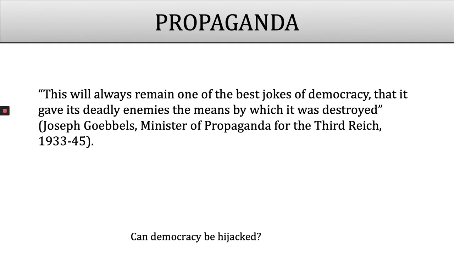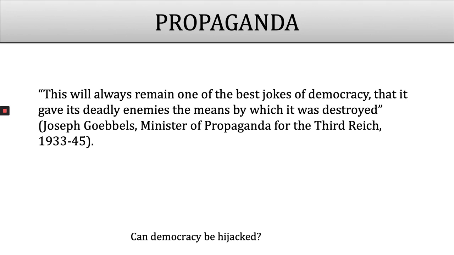Joseph Goebbels was the minister of propaganda for the Third Reich, for the Nazis. As the minister of propaganda, he's the one that really streamlined propaganda, created a frenzy in Germany, created a mindset. We'll take a look at that a little later in the semester. But he says, this will always remain one of the best jokes of democracy, that it gave its deadly enemies the means by which it was destroyed. And so he suggests that one of the greatest ironies of the 20th century was that Hitler was elected to power. So can democracy be hijacked?